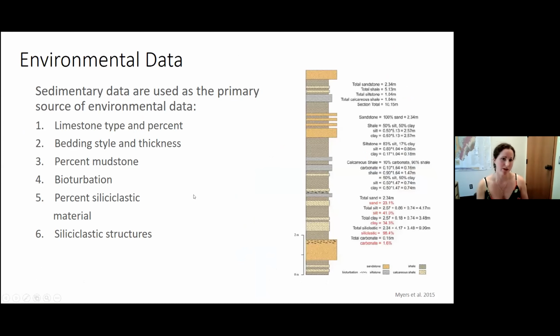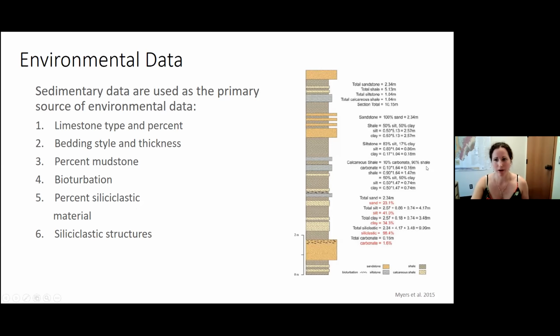So in addition to occurrence data, I need environmental data. For modern ENMs, environmental layers have already been produced for this purpose, but because I'm looking at fossils, I had to collate my own using the sedimentary record. The 6 characteristics that I've been using include limestone type and percent, bedding style and thickness, percent mudstone, bioturbation, percent siliciclastics, and siliciclastic structures. These characteristics were chosen because they are believed to represent environmental conditions during sedimentation, like water depth and energy level, oxygen level, substrate type, things like that.